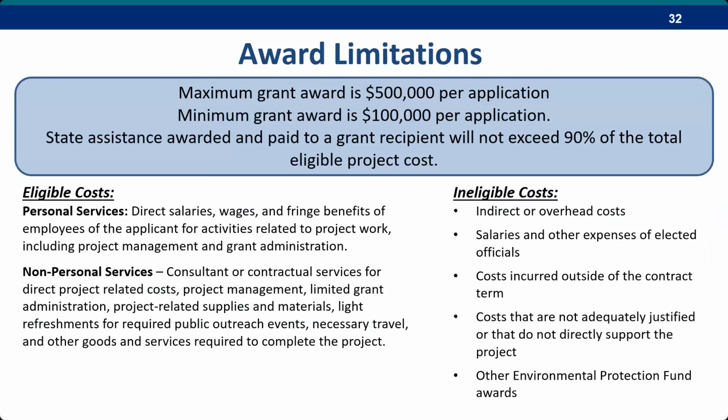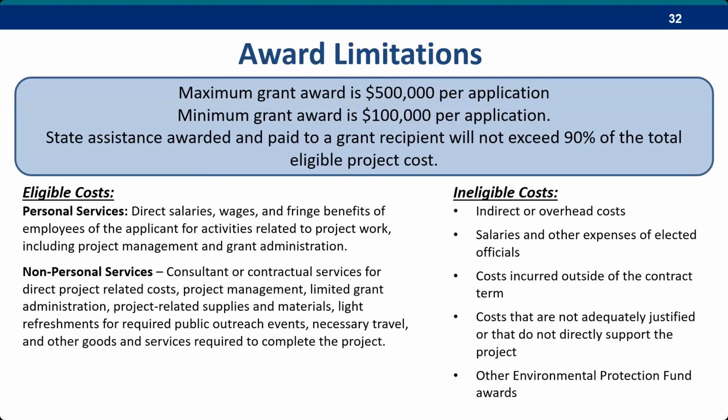For this year, the award limitations are as such. The maximum award under this solicitation is $500,000 per application. The minimum award under the solicitation is $100,000 per application. State assistance awarded and paid to the grant recipient shall not exceed 90% of the total eligible project cost.